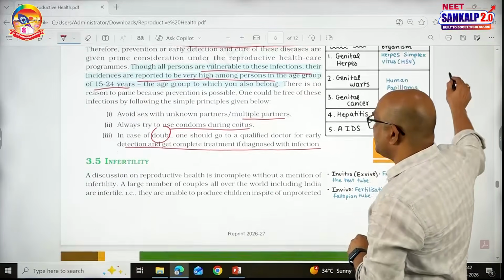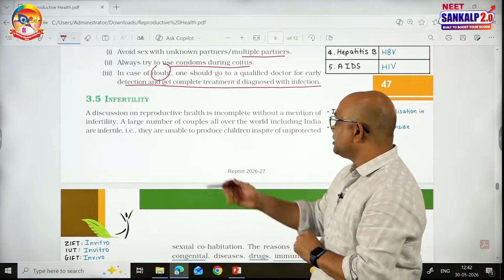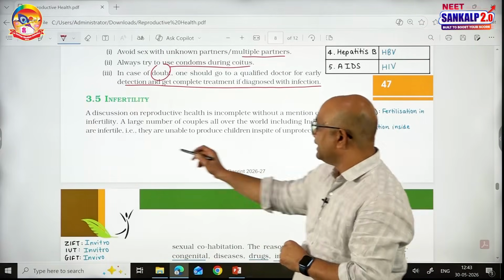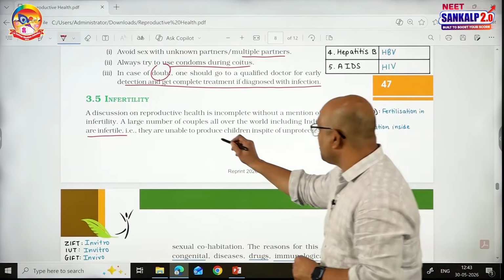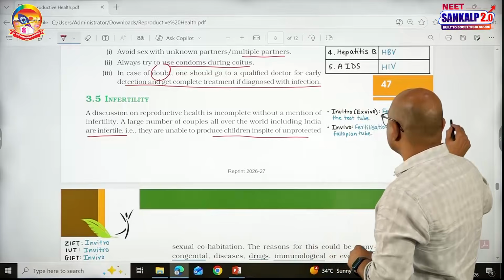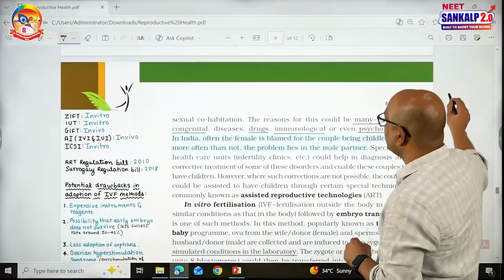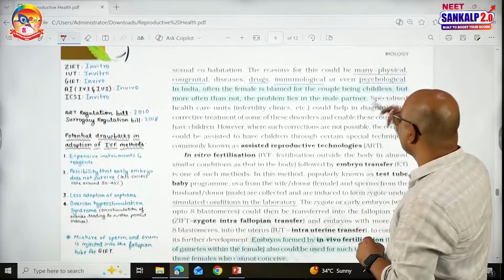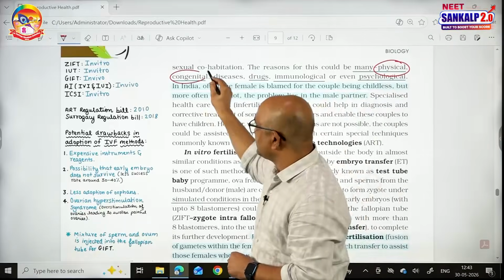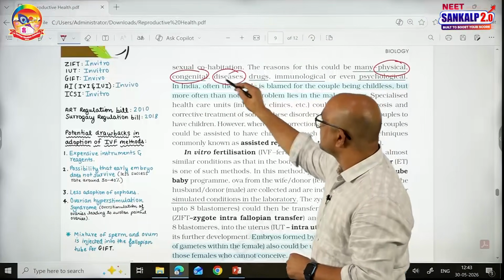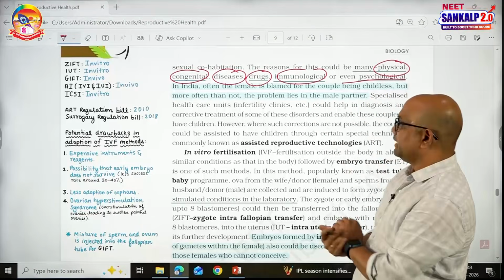The last topic is infertility. So, a large number of couples all over the world including India are infertile. What is the definition of infertile? Unable to produce children in spite of unprotected sexual cohabitation. This is called infertility. There are many reasons for infertility like physical reasons, congenital reasons by birth, diseases, drugs, immunological, even psychological reasons are there.